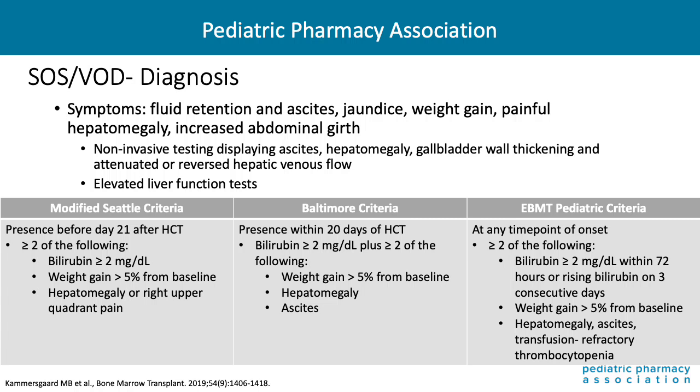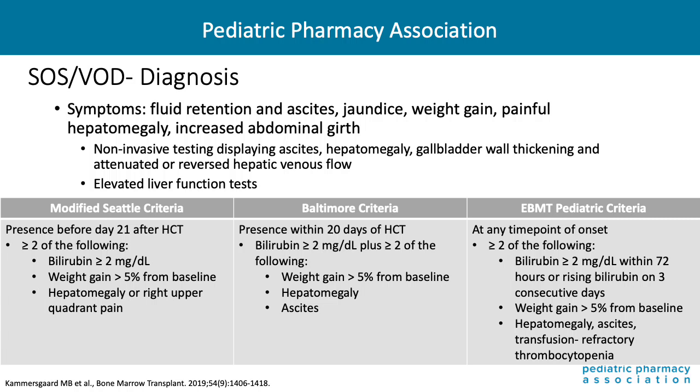So there are three criteria that are used to diagnose SOS. The Baltimore and Seattle criteria were not designed specific to the pediatric population, but the EBMT criteria is specific to this pediatric population. Within the modified Seattle criteria, it lists the criteria to be the presence before day 21 after transplant having greater than or equal to 2 of the following: a bilirubin of greater than or equal to 2 milligrams per deciliter, a weight gain of greater than 5% from baseline, and hepatomegaly or right upper quadrant pain.